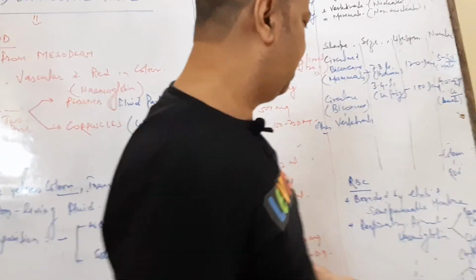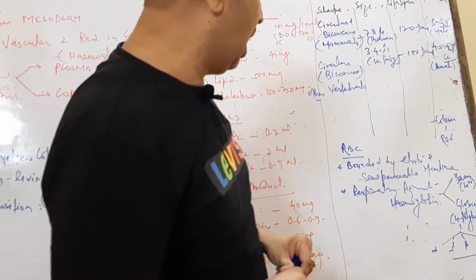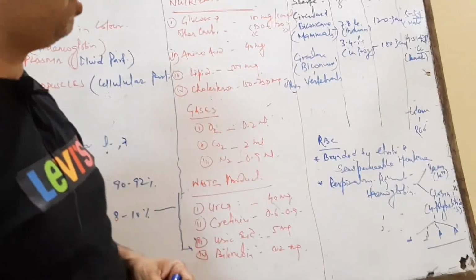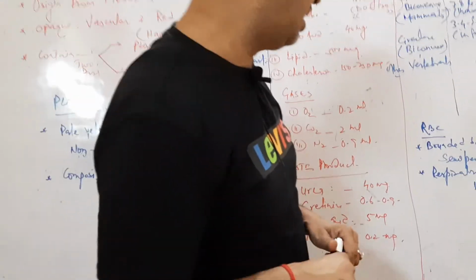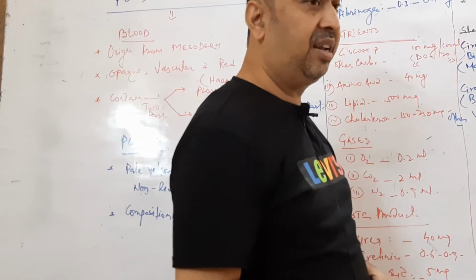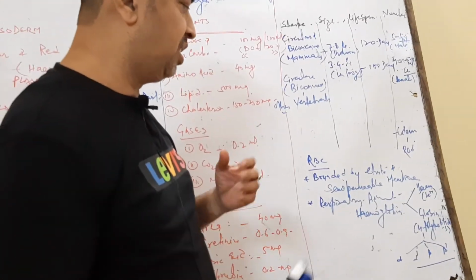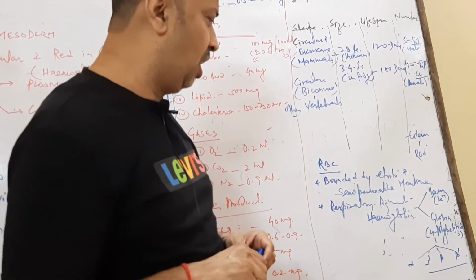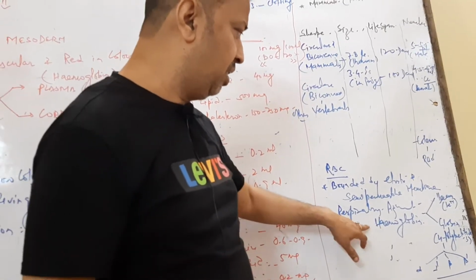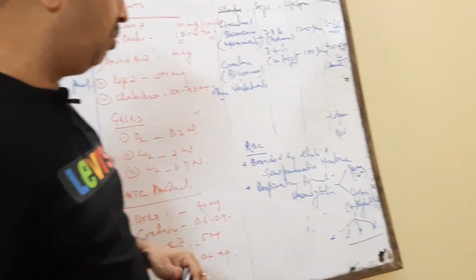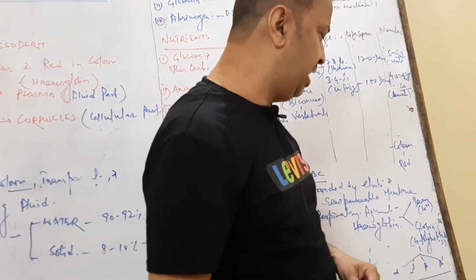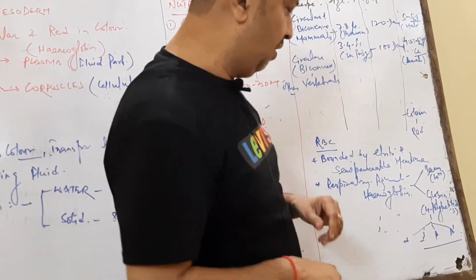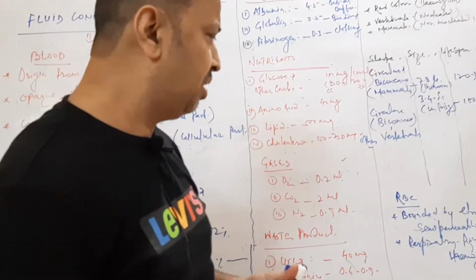The color is red. The structure of the RBC is biconcave, covered by an elastic semi-permeable membrane, and inside the RBC it is filled with a protein called globin, attached with the heme group to form hemoglobin. Globin contains 4 polypeptide chains: alpha, alpha dash, beta, beta dash. So this is all about the RBC.